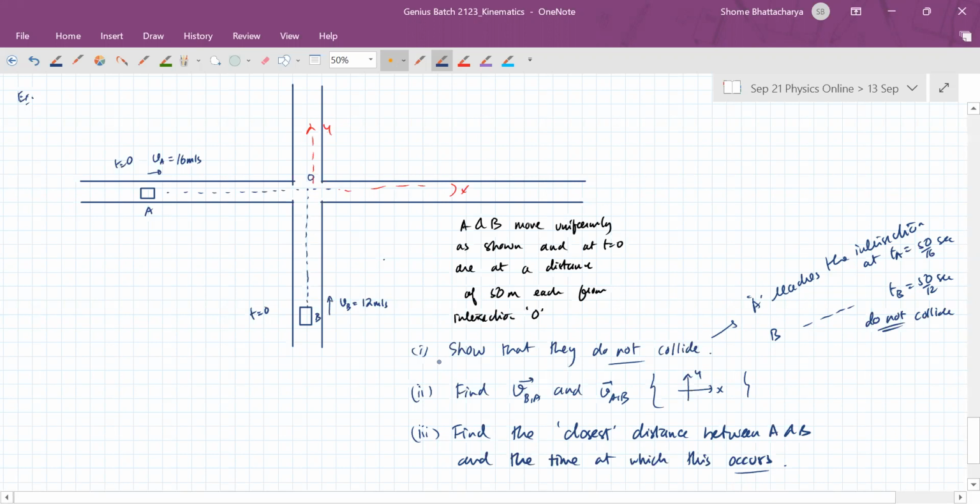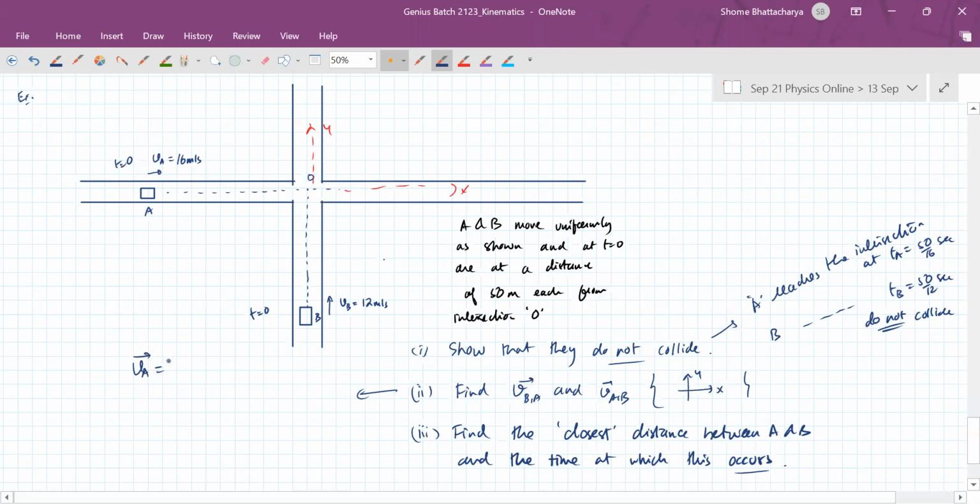You know that the relative velocity does not cut A. The relative velocity of B with respect to A does not go through the point A. But as it goes past A, there is some point where it reaches closest, no? Right? Yes sir. So let's first work this out.